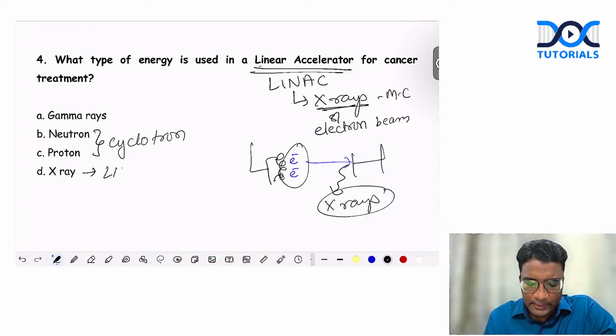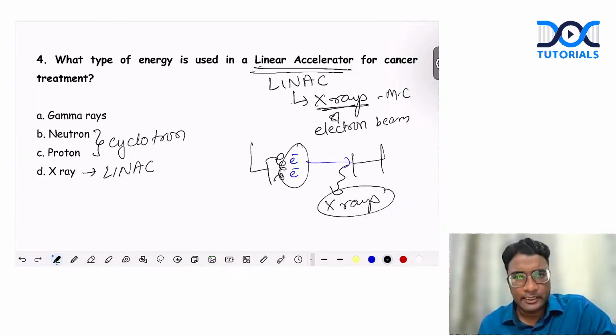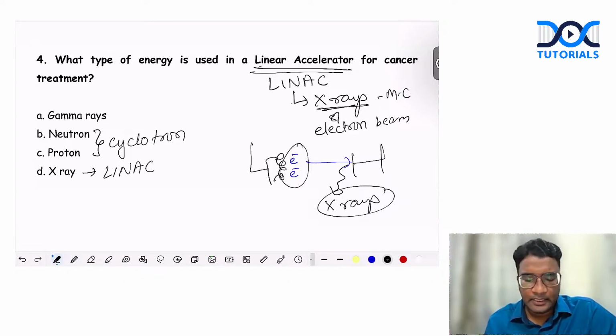X-rays are generated by linear accelerator during cancer teletherapy or external beam radiotherapy. And what produces gamma rays? Gamma rays are intranuclear in origin. And for cancer treatment, we use cobalt-60 to produce gamma rays. So please remember this. This could be in the future.